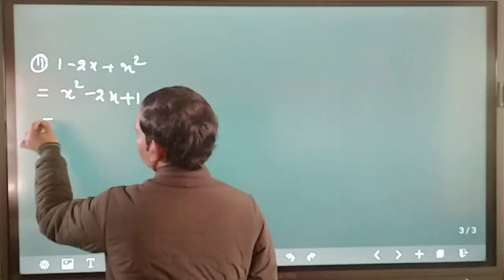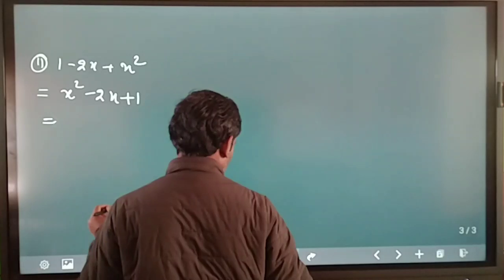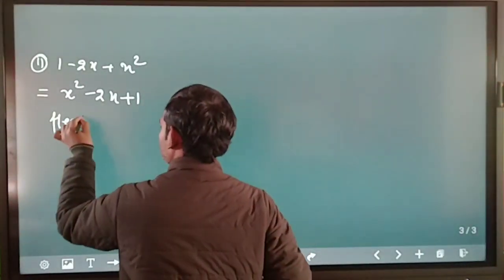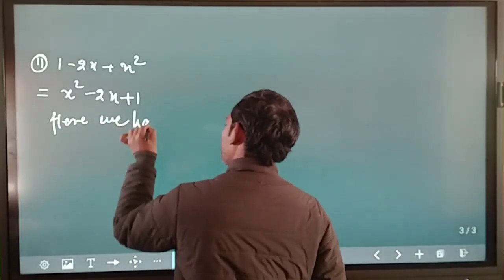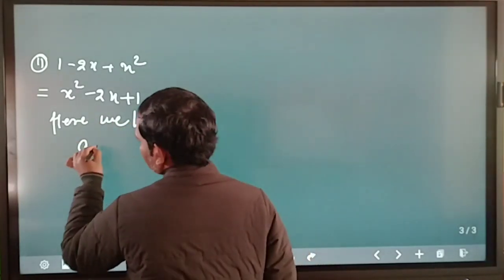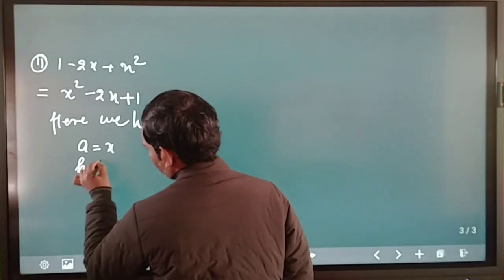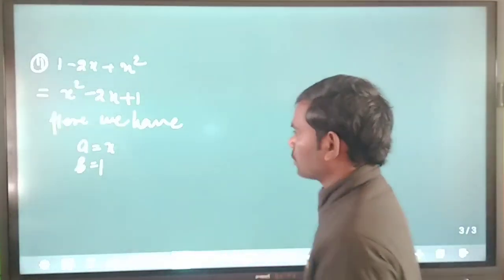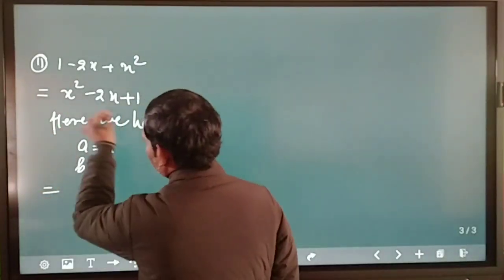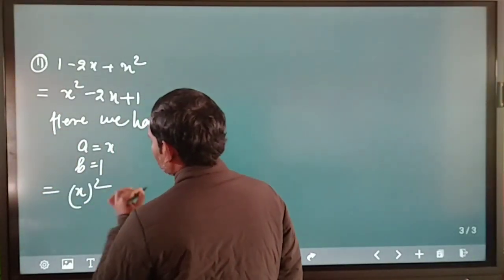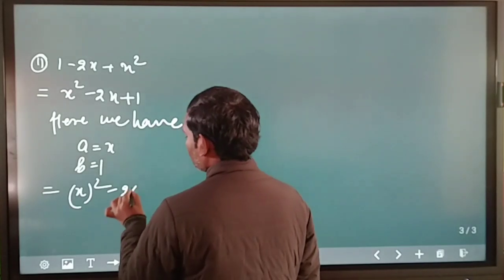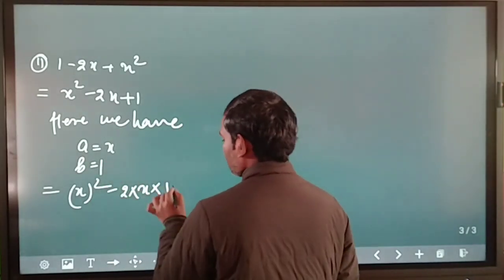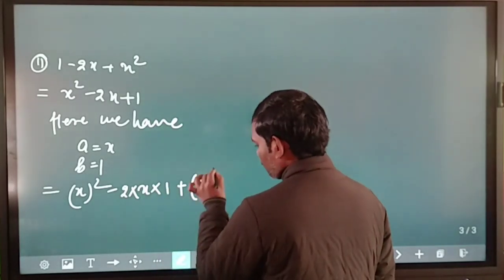So here a is equal to x and b is equal to 1. So this can be written as the whole square of x minus 2 into a, that is x, and b, that is 1, plus the square of 1.